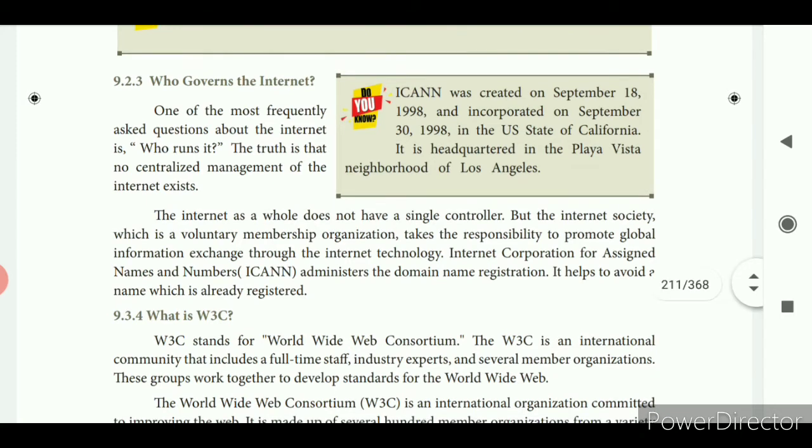So the internet as a whole does not have a single controller, but the Internet Society, which is a voluntary membership organization, takes the responsibility to promote global information exchange and internet technology.